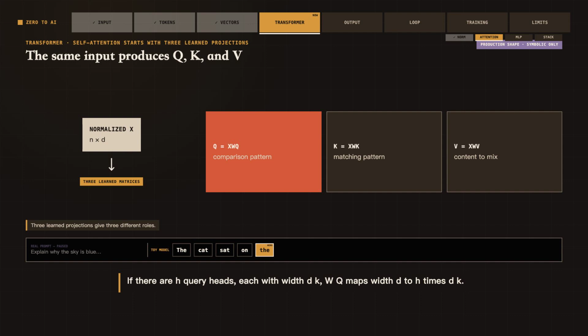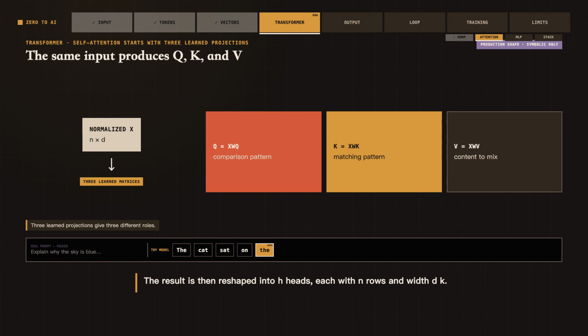If there are h query heads, each with width dk, WQ maps width d to h times dk. The result is then reshaped into heads, each with n rows and width dk. Key and value projections follow the same idea. In grouped query attention, the model can use fewer key value heads than query heads. Here, V means the value matrix inside attention, not vocabulary size. On screen, vocabulary size will be written explicitly whenever both could appear.